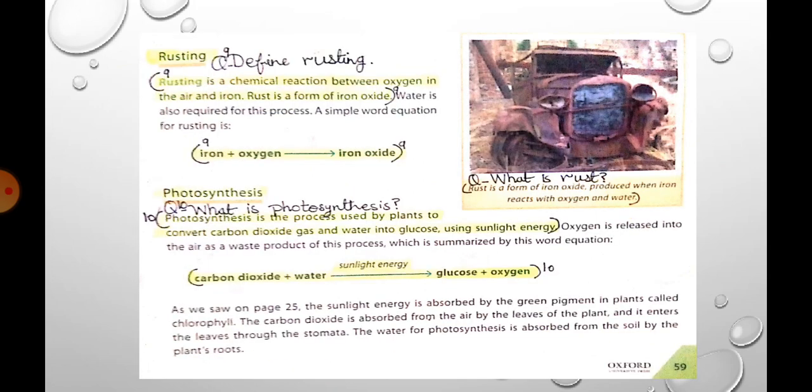Question number 9. Same page, page number 59. Define rusting. And the answer is in the first para of rusting, including the equation as well. Now question number 10. What is photosynthesis? And the answer is under the heading in the first para, including the equation. Highlight the line under the picture which is explaining what is rust.